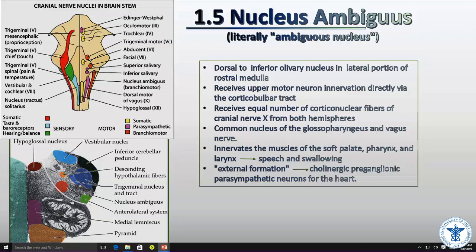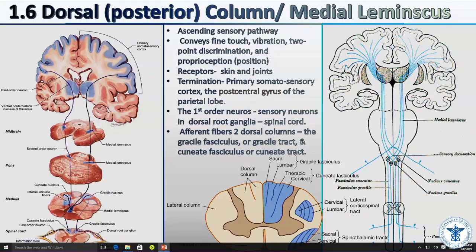Nucleus ambiguus. The ambiguus nucleus was called that because nobody was quite sure for a long time what function it subserves. But the functions are very subtle, and they are related to the GI tract, the visceral motor functions. So movements of the palate, the cough reflex, laryngeal movements, things like that, all are here. And so speech and swallowing, it subserves that. It's a common nucleus for the glossopharyngeal and vagus nerves. There's a lot of overlap again between these two. But if you know the names, you know a little bit about it, that should suffice.